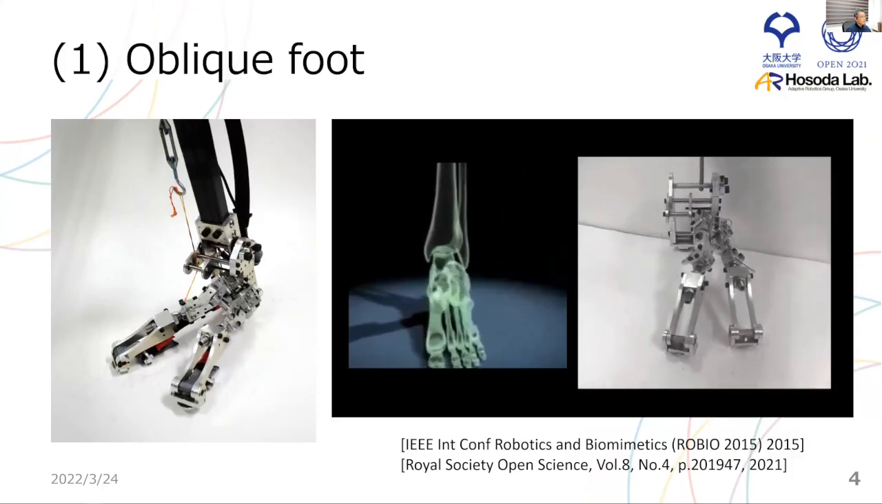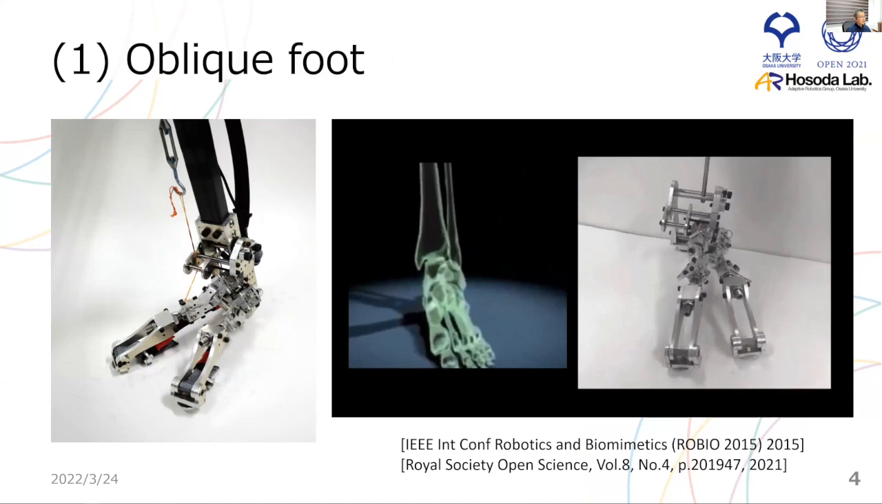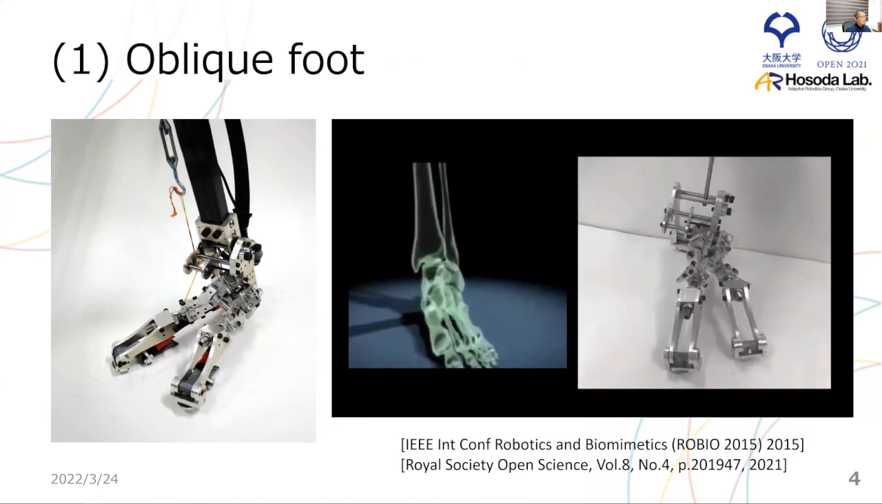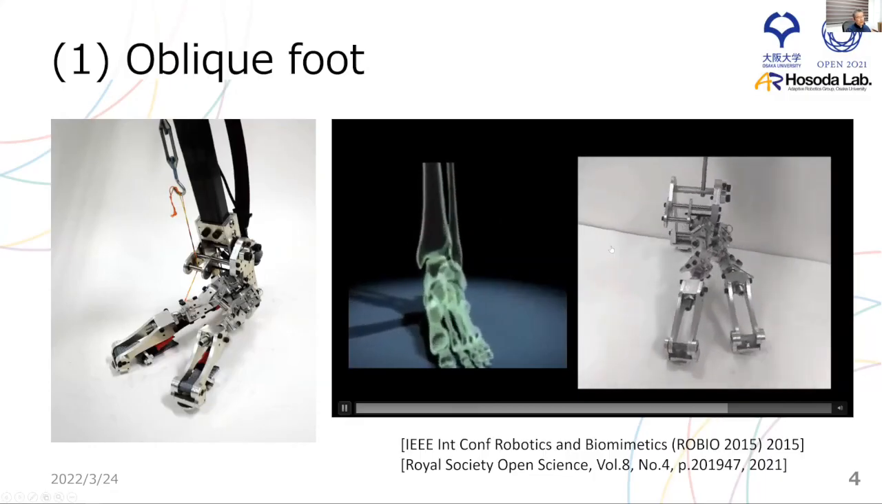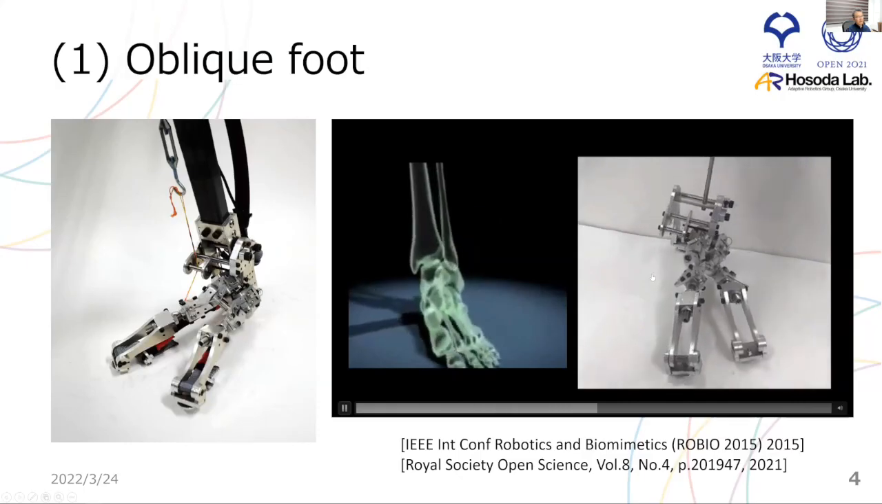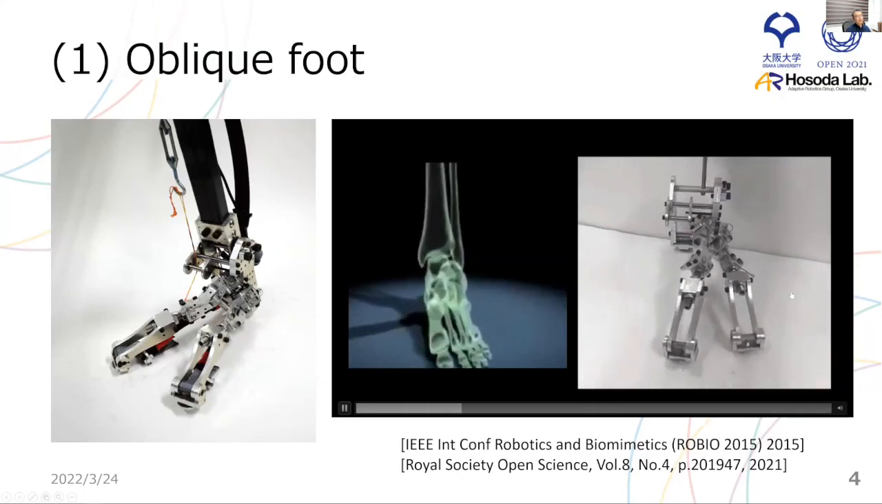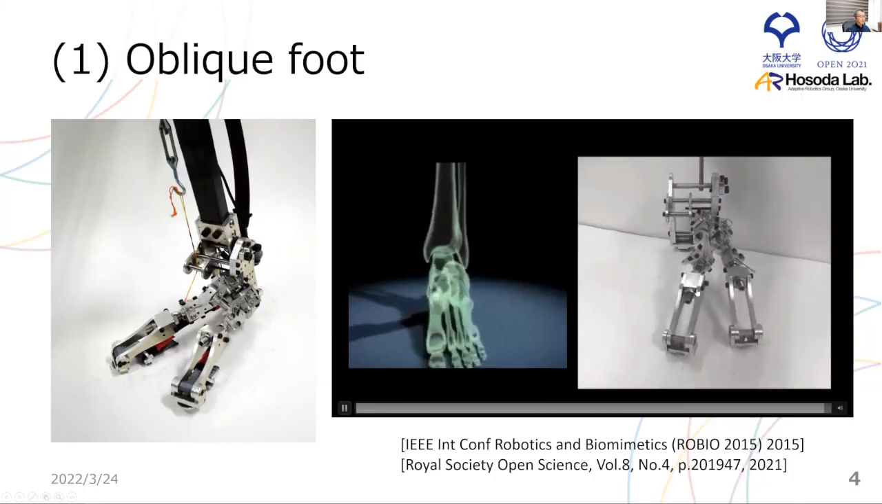First, I would like to introduce the oblique foot. The structure of the foot is very complicated, but basically the concept is that we have a joint here which is not parallel to the floor but oblique, and the movement of the foot is very similar to the movement of a real human, like this. So we guess that this kind of movement will generate a moment to suppress the rotation of the torso. And we ran some experiments.